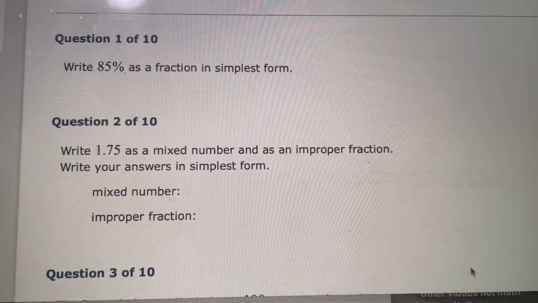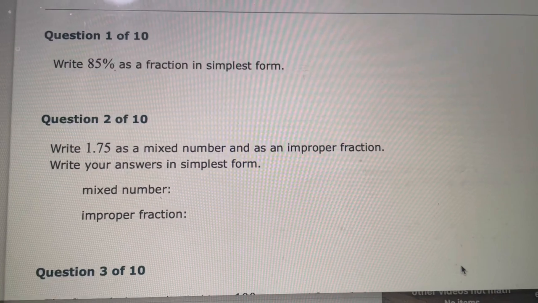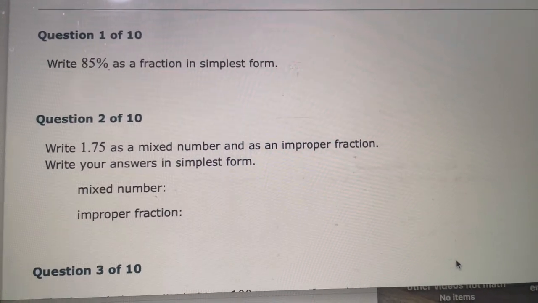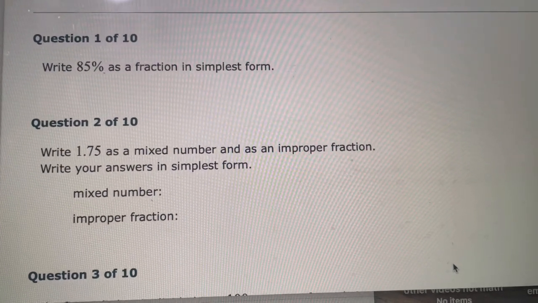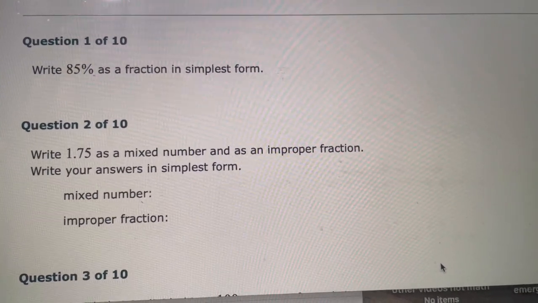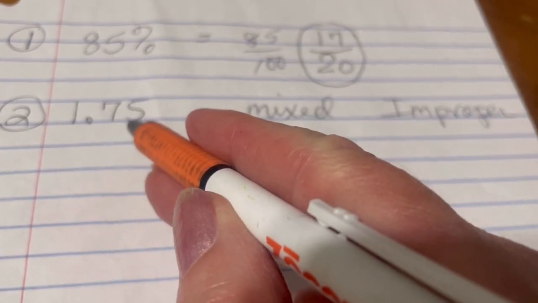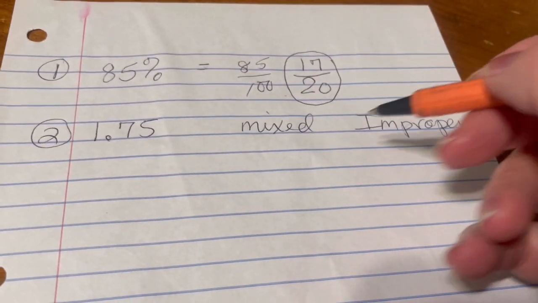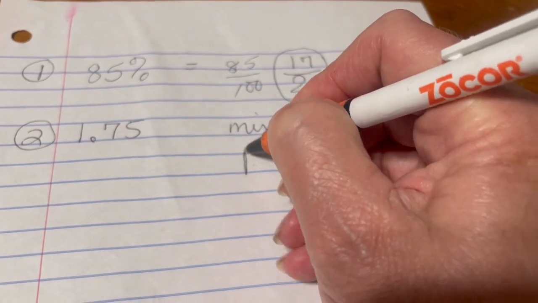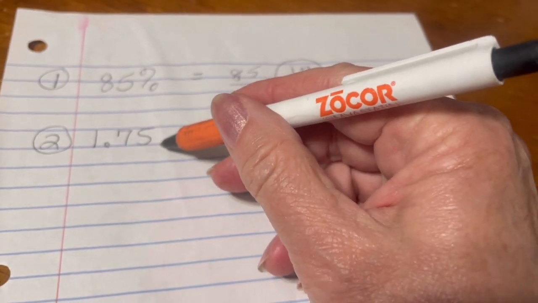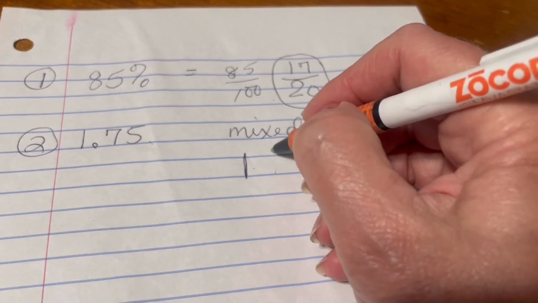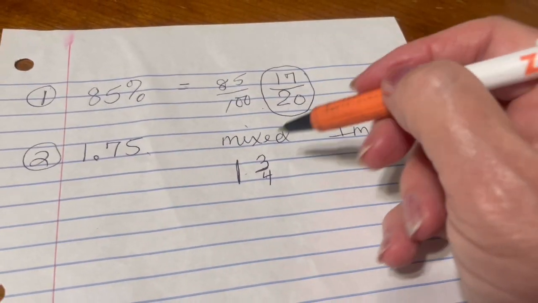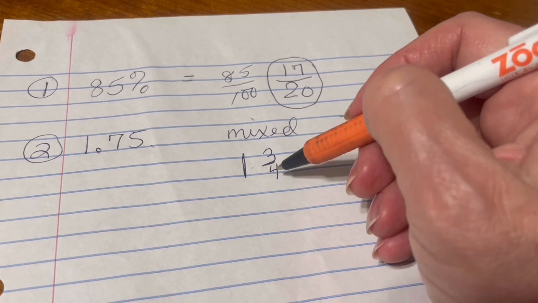The second problem says, write 1.75 as a mixed number and as an improper fraction. Write your answers in simplest form. Mixed number, improper fraction. Okay, so 1.75 already has the whole part and the decimal part. So let's put 1 as the whole part. 0.75 is 3/4 as a fraction. So 1.75 is 1 3/4.